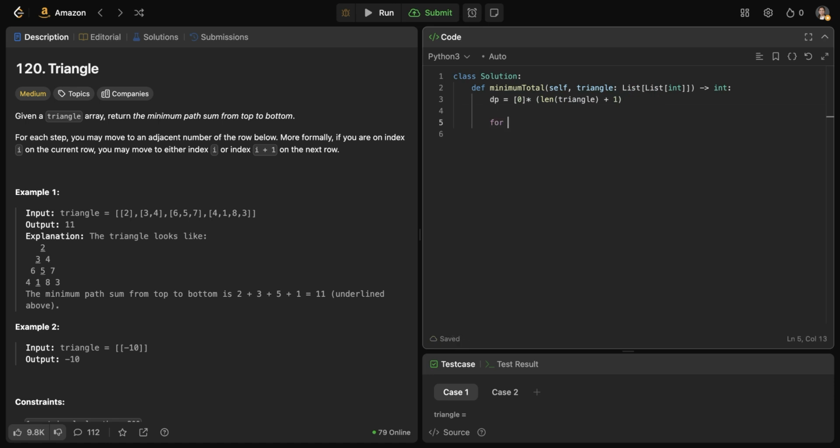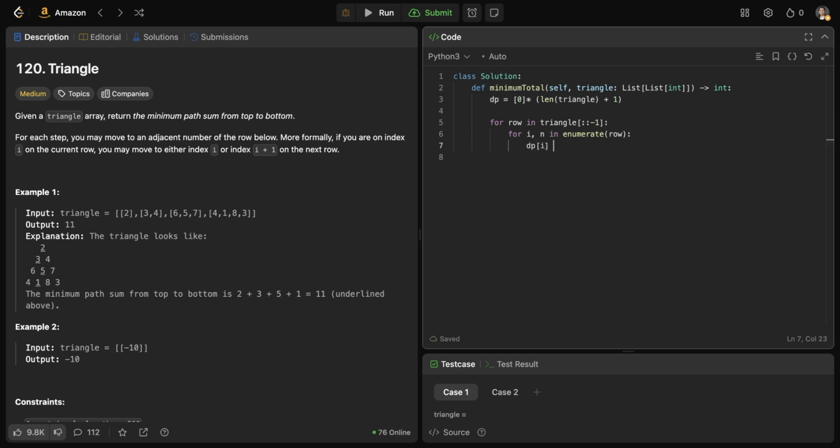And after that, I will do a for loop for each row in this triangle array. But we should go in reverse order. We should start from the bottom. So in Python, to start from the bottom, you do this. That way, you will get the bottom row first. And then I will use enumerate for index, comma, element, and then I will compute and update dp[i].